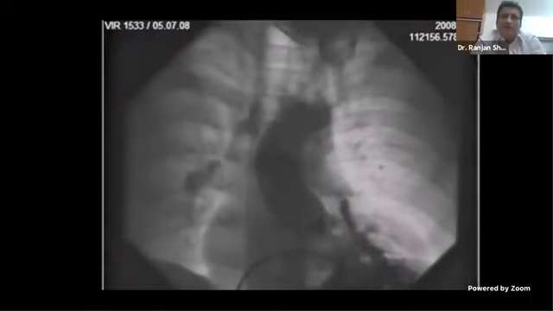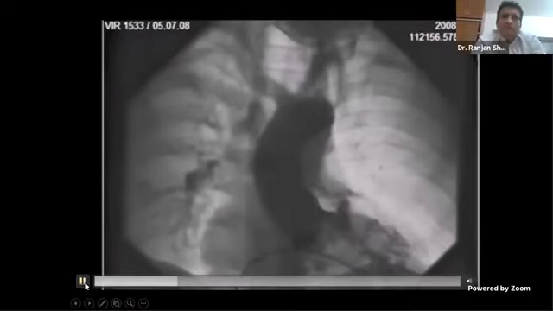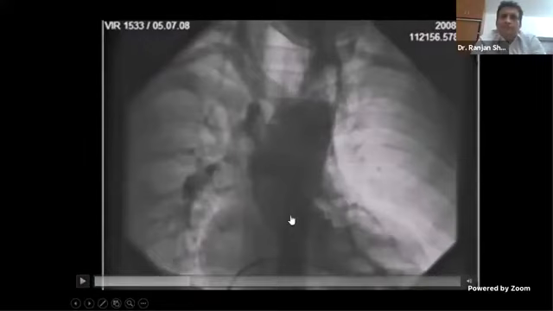Yes. So what's the diagnosis? TGA. The partial diagnosis. So VSD with TGA. Can you show the other? Okay. Yes, sir.